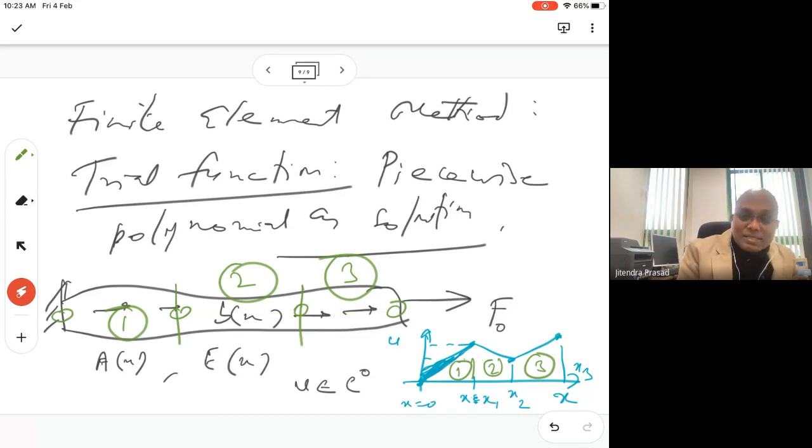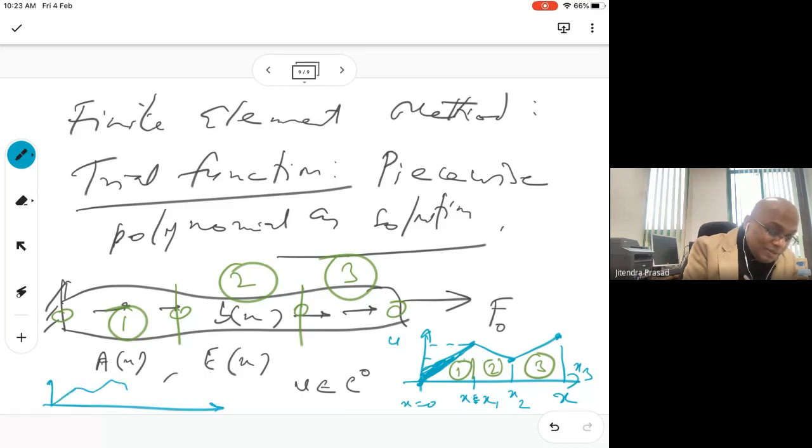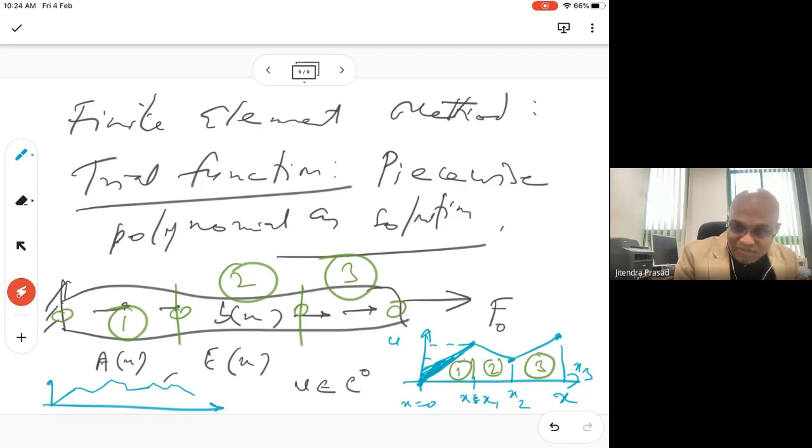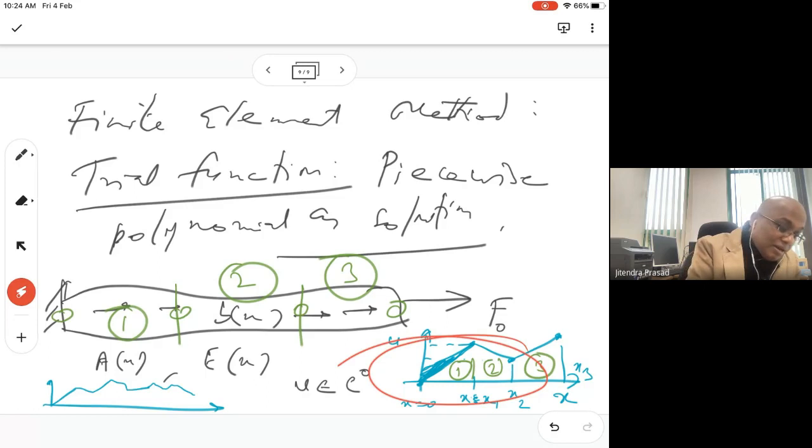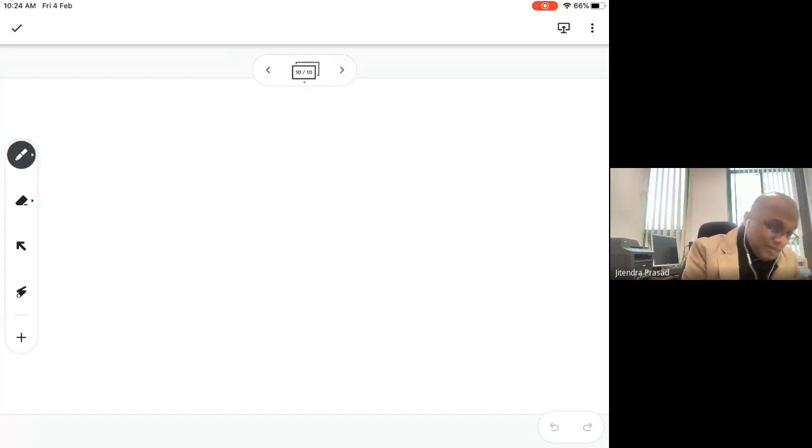But the idea is this, that now we can increase the number of elements, and in that case our solution can capture all kinds of solutions if you take a high number of elements. You can follow a curve as well if you take a sufficiently large number of elements. That you can see later on, but this gives you a background from where we can work on.